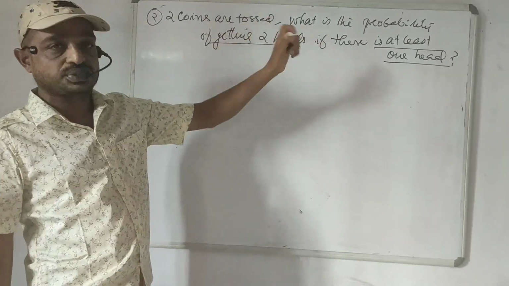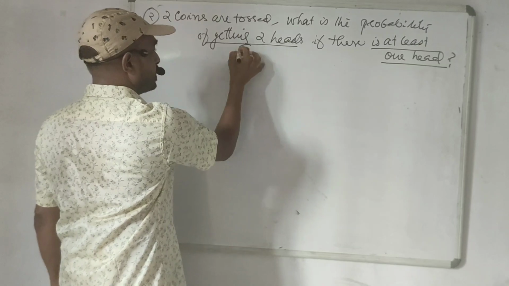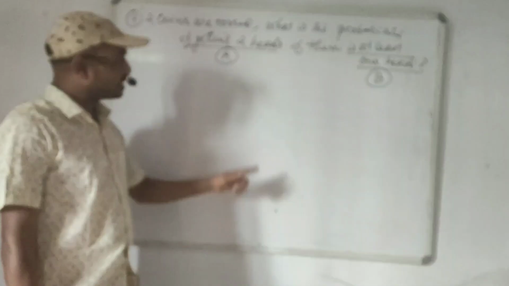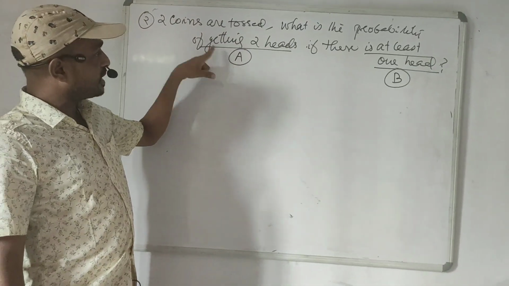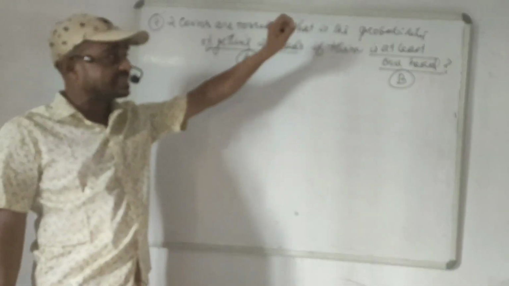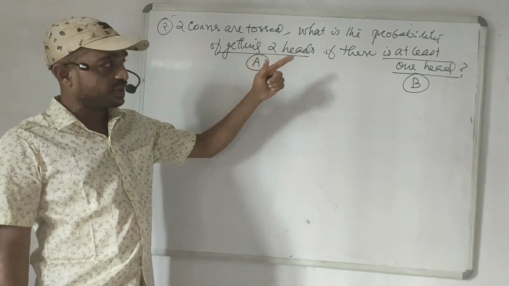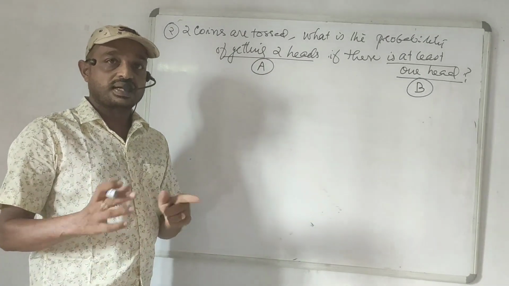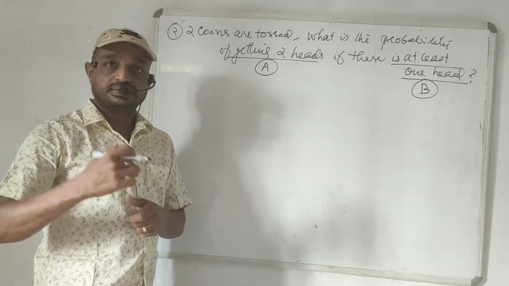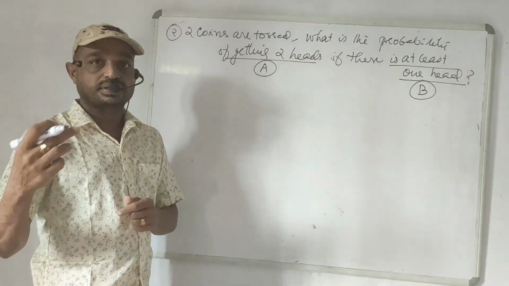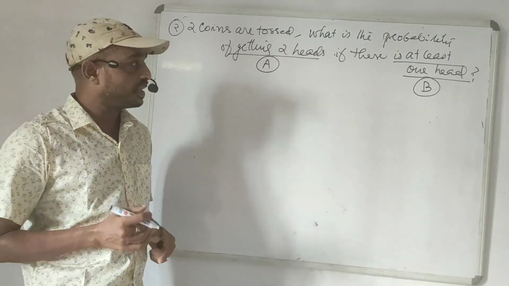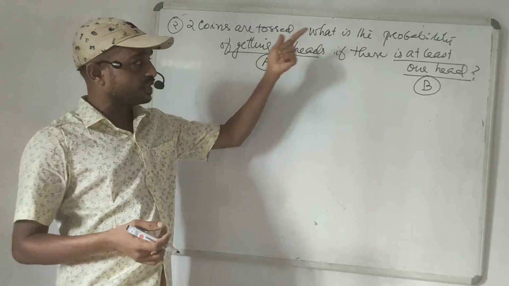Now let us name these two events. Let this event be event A and let this be event B. Let us assume that A is the event of obtaining two heads and B is the event of getting at least one head. So what is meant by the event of getting at least one head? At least one head means the number of heads should be greater than or equal to 1. That means we must get at least one head. So these are the two events.